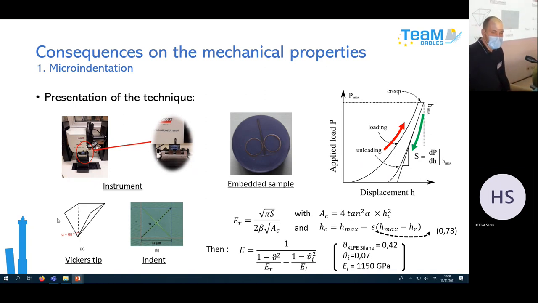When we punch this sample with the Vickers tip here, we can have a nice square-shaped indent. And depending on the depth inside the sample and the load that is measured during the experiment, with this formula we can easily extract the reduced modulus here. And with this reduced modulus, we can extract the Young's modulus using this formula here.